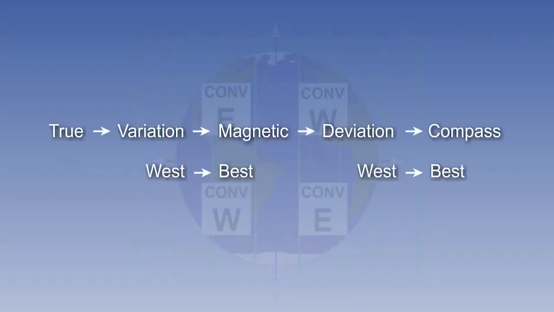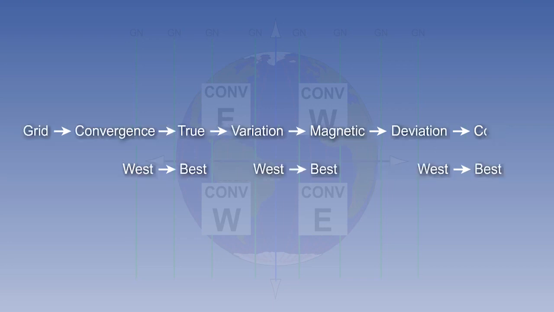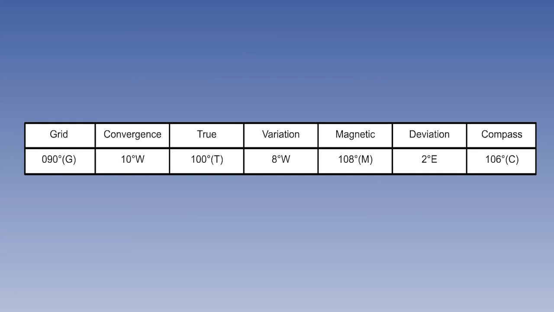Convergence follows the same pattern of conversion of direction as our previous conversions of true, variation, magnetic, deviation, compass. But note that it goes on the left-hand side of the columns if going from true to compass. So, to give an example, if the grid heading is 090 and the convergence is 10 west, then true will be 100. The rest fills in the familiar way.